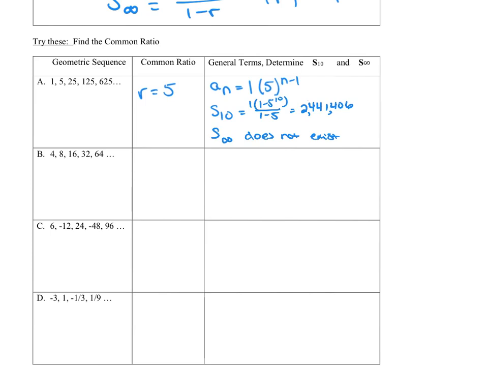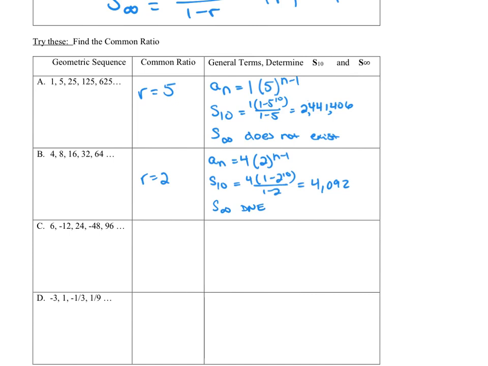Second example, r equals 2. So a sub n is equal to 4 times 2 to the n minus 1. S10 is equal to 4 times 1 minus 2 to the 10th over 1 minus 2, which again we'll use a calculator for, and we get 4,092. And again, we check our r value is greater than 1, so S infinity does not exist.